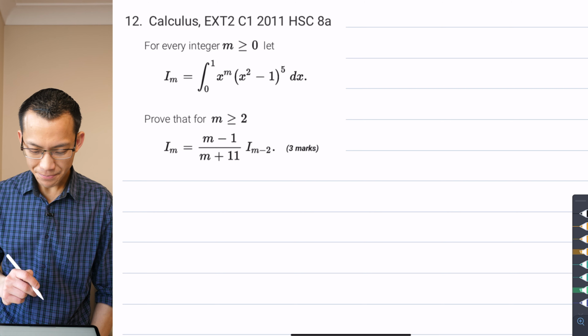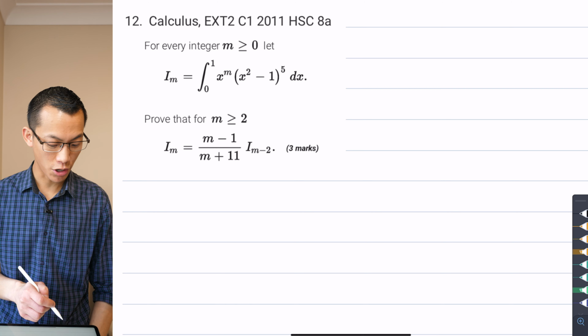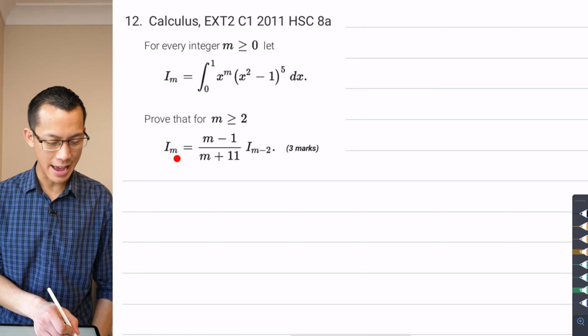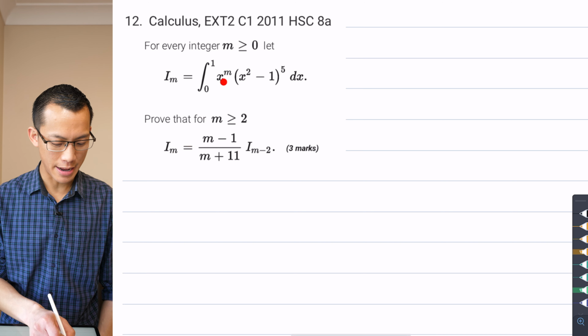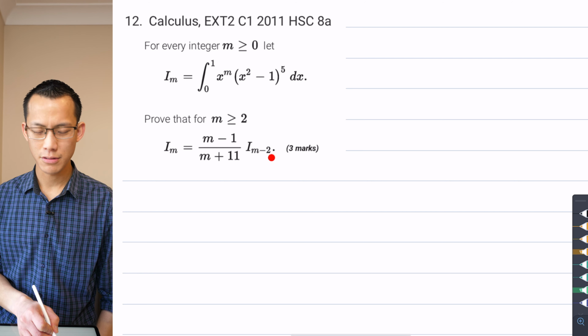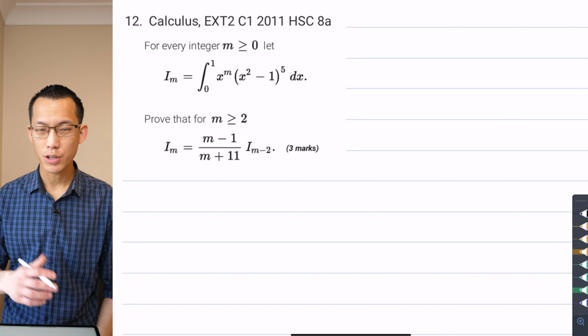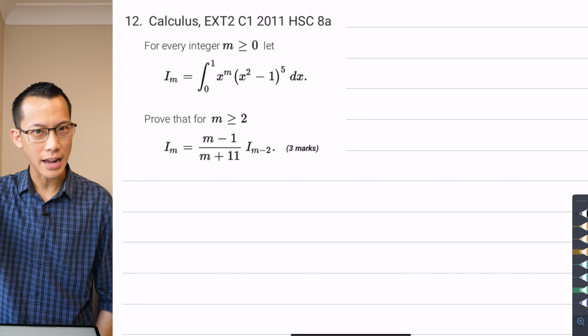That's the first thing. And then the second thing is, you can see it's a second order recurrence relation. You've got this mth integral with an x to the power of m, and then you've got this m minus 2th integral, which means you're going to have an x to the m minus 2 up here. And so you might think, oh, there's 2 steps that I have to go through.